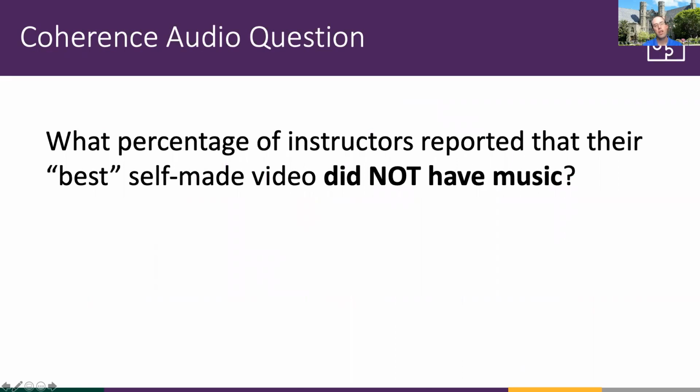With that understanding of the principle, it is now your turn. How many instructors reported that their best self-made instructional video did not have music? Or said another way, how many instructors applied the coherence principle for audio? And you will enter your percentage number guess as a number in the chat.